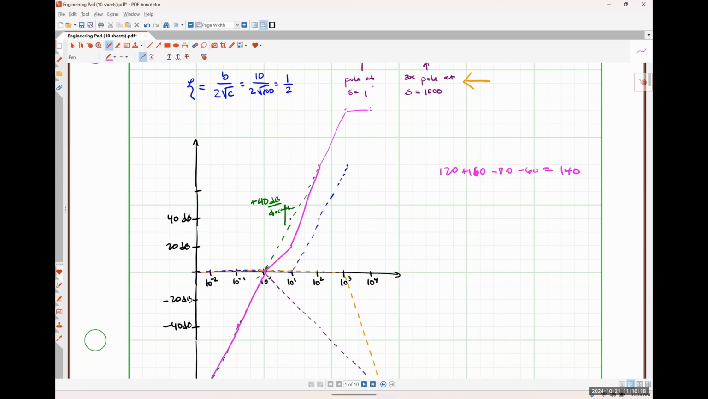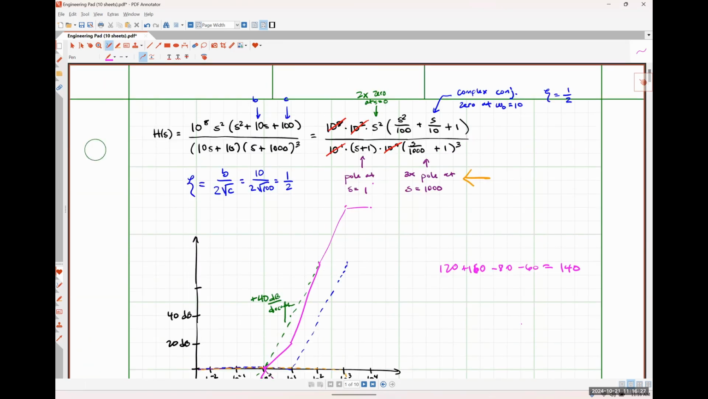Where should we look to know where to start our asymptotes? You don't want to start like this. Right, so how I sorted mine out was I looked at things. So this guy is doing stuff at 10 to the 0, this guy is doing stuff at 10 to the 0, this guy's doing stuff at 10 to the 1, this guy's doing stuff at 10 to the 3.